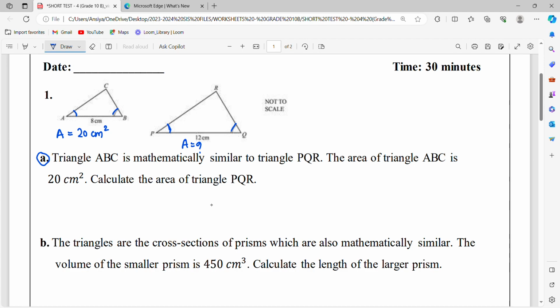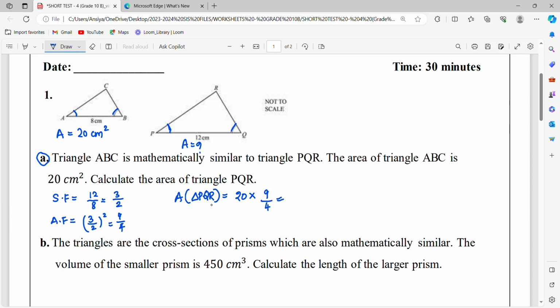Based on the sides, the scale factor is 12 divided by 8, or we can simplify it as 3 by 2, which is the scale factor. So we know the area factor will be its square, 3 by 2 the whole square, which is 9 by 4. So the area of triangle PQR will be the smaller triangle area times the area factor.